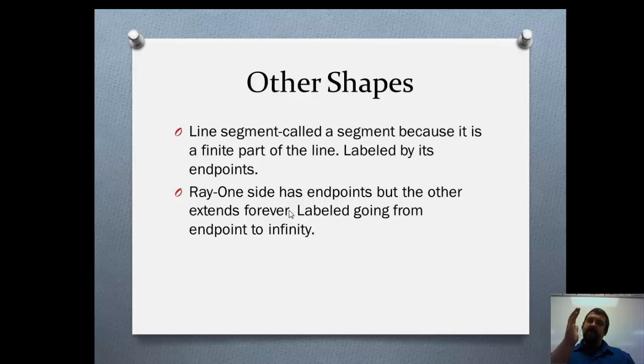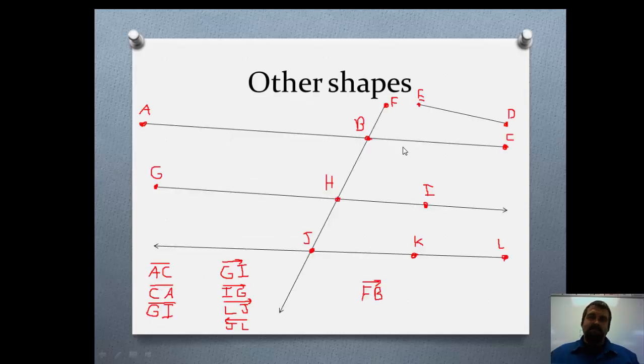Sorry, I should do it this way. Endpoint toward another point. Line segments would be any of these shapes that end. The one with points E and D up here, that would be a line segment. Points A and C, line segment.